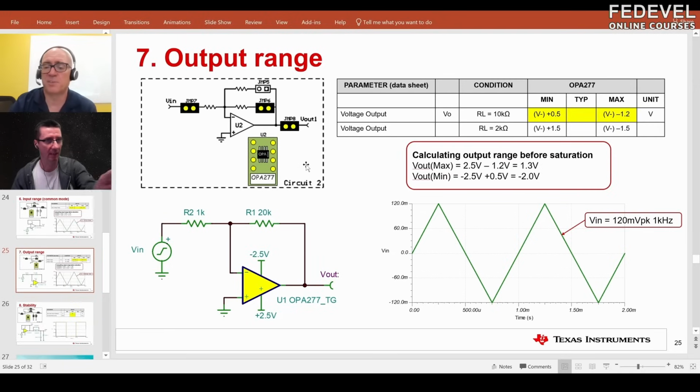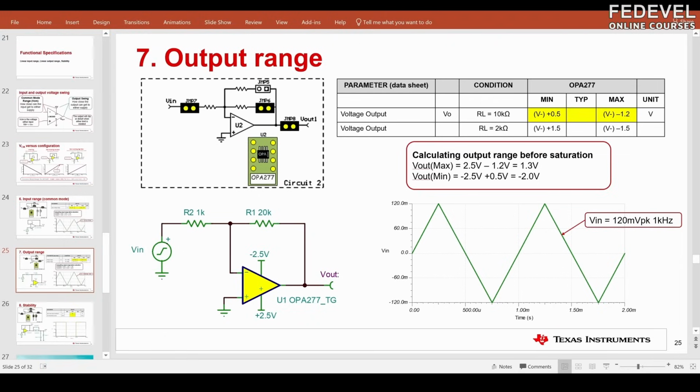If we use the RL 10K or 2K, okay. That's right. Yeah, actually, good point. Thank you for mentioning that. So the output swing, since the output current is being driven from the output of the amplifier, is affected by the load impedance. Basically, if the load impedance is really small, we're going to drive a lot of current, and there are going to be internal voltage drops that prevent us from reaching this.